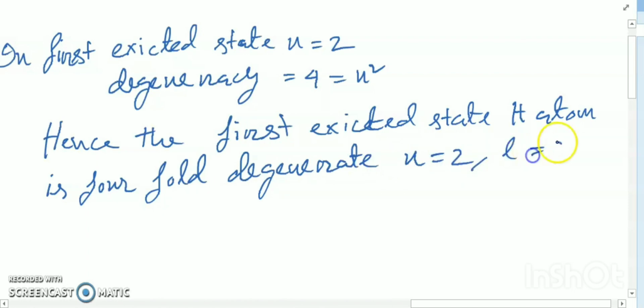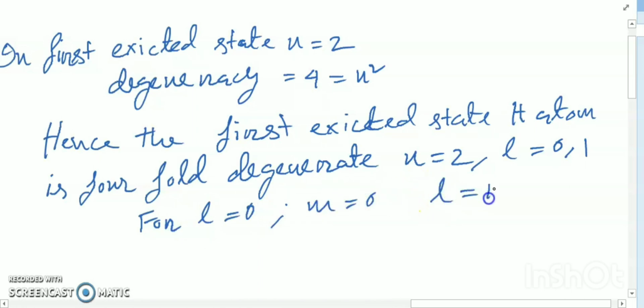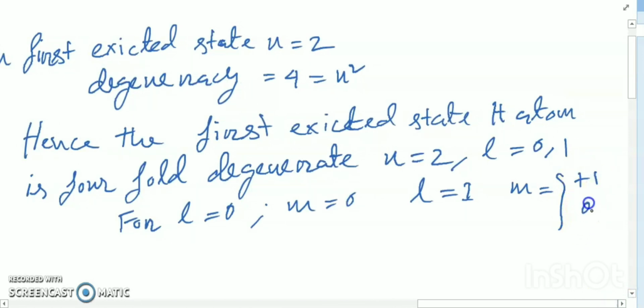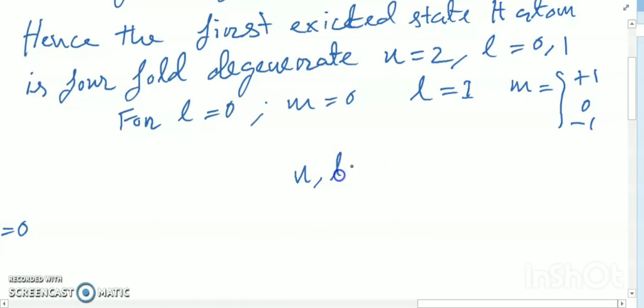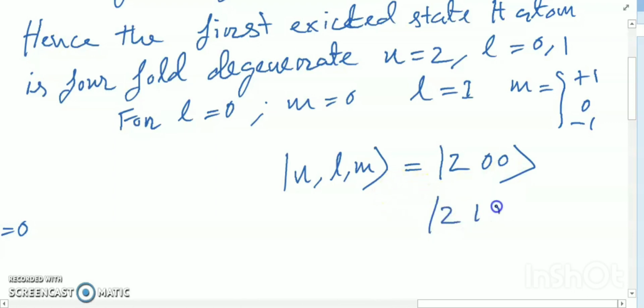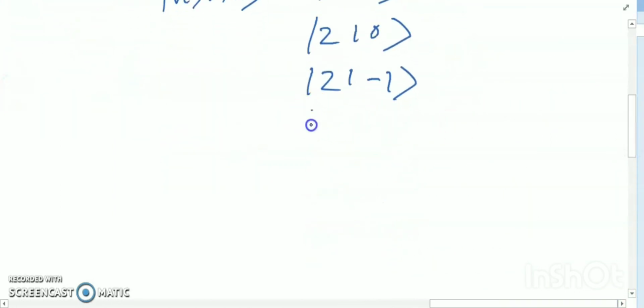Here n equals 2 and L equals 0, 1. For L equals 0, M equals 0, and for L equals 1, M equals plus 1, 0 and minus 1. So the states n L M are 2 0 0, 2 1 0, 2 1 minus 1 and 2 1 1. So these are my states.